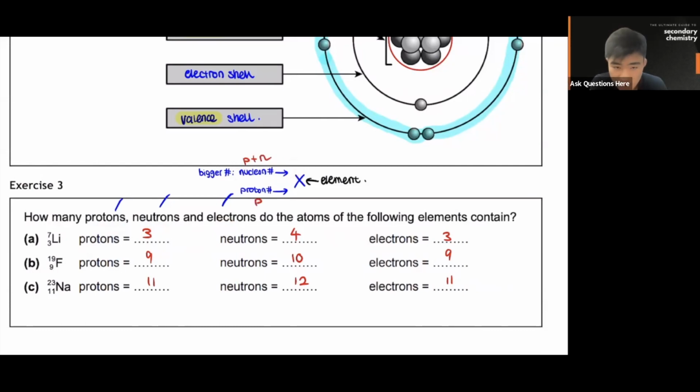What about the bottom number? Number of protons. Therefore, for me to find the number of neutrons, I will take the top number minus away the bottom number to give me the number of neutrons. For electrons, how do I get the number? Very simple. Since it is an atom, electrically neutral, the number of protons must be equal to the number of electrons.